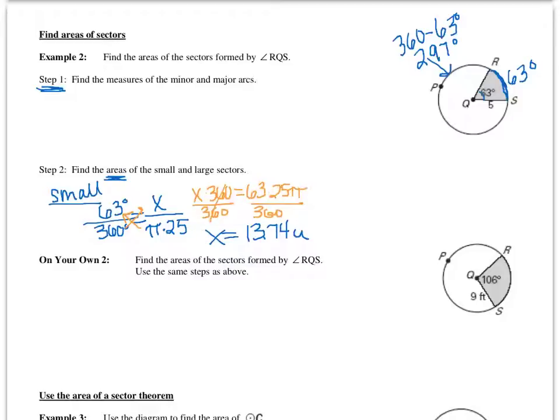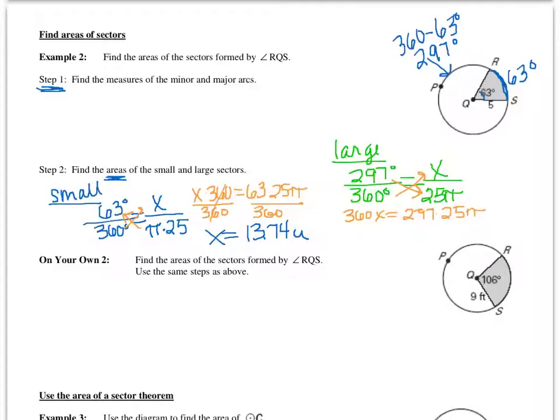Now we want to find the area of the large sector. So I'm going to put the large sector right here. So for our large sector, that's 297 degrees out of the total 360 degrees. So that's x. We don't know what the area of the sector is, out of pi r squared. So my radius squared is 25 times pi. And just like we did in the last problem, we're going to cross multiply here. So I'll have 360 times x equals 297 times 25 pi. And then we'll divide both sides by 360 to get x alone.